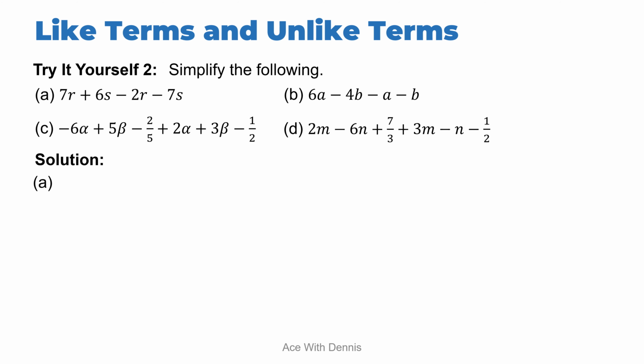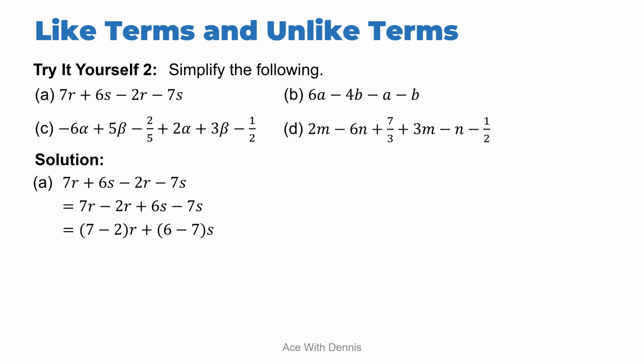Alright, here's the solution. For A, 7r plus 6s minus 2r minus 7s. So for this case, we have two pairs of like terms. We can place the like terms together first. So we have 7r minus 2r plus 6s minus 7s. Then we combine the coefficients together. So we have 7 minus 2r plus 6 minus 7s. And the answer is 5r minus s.